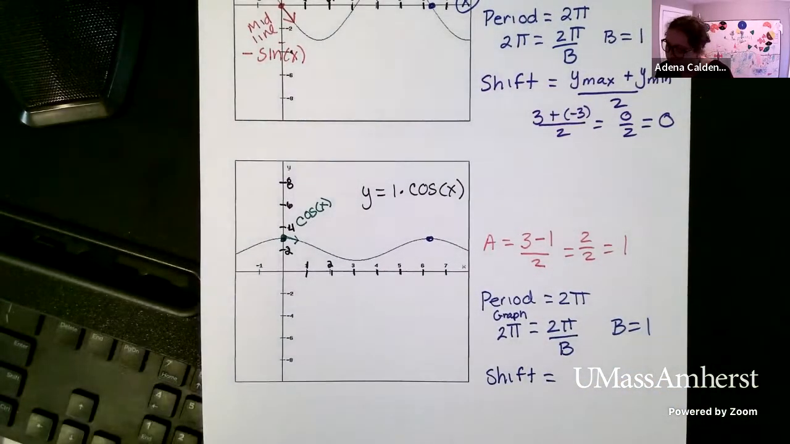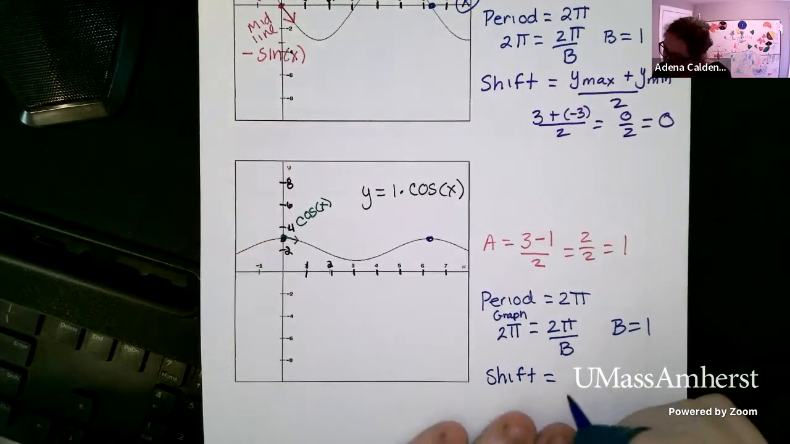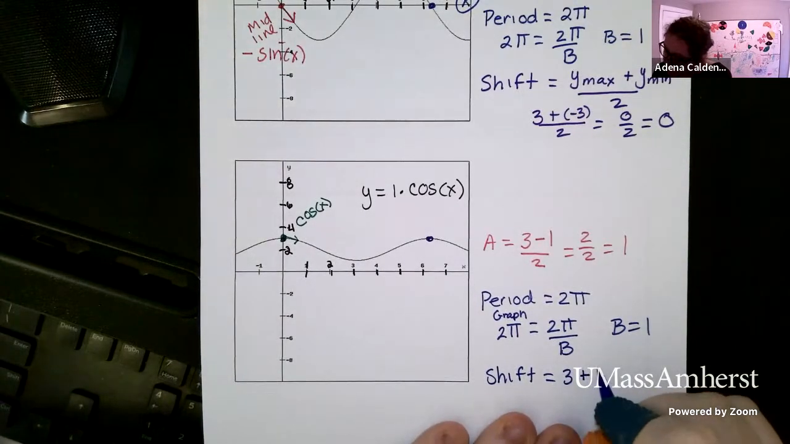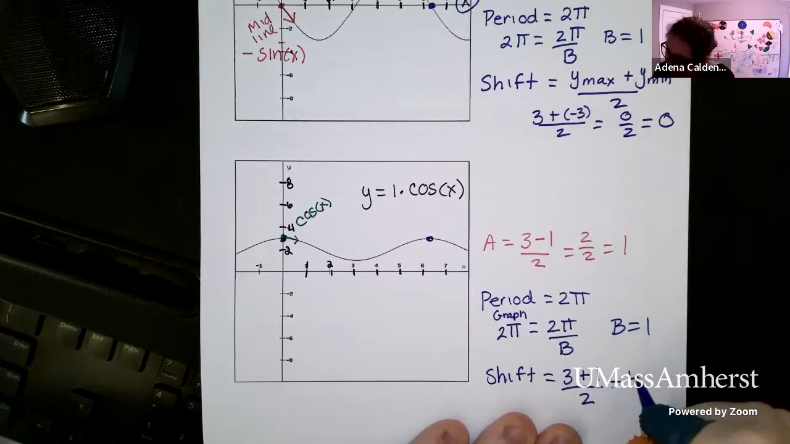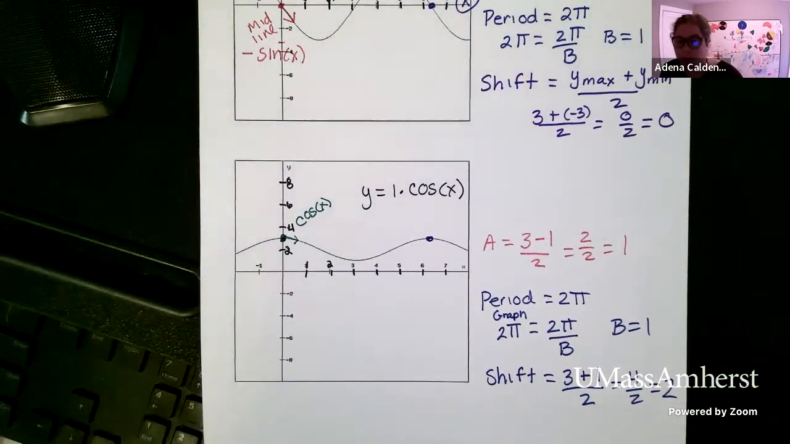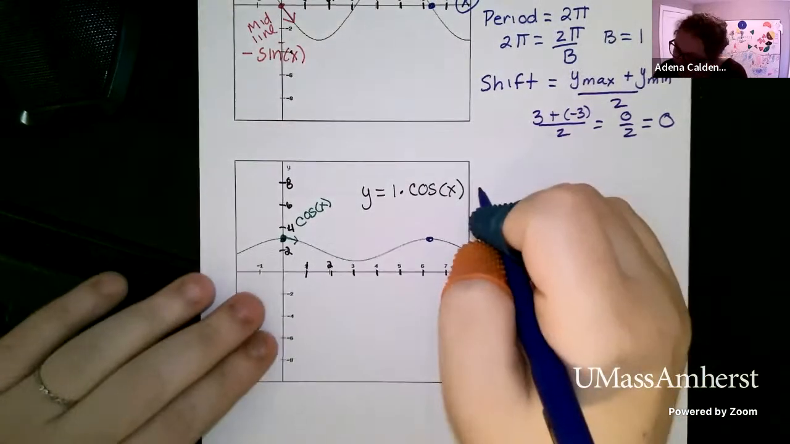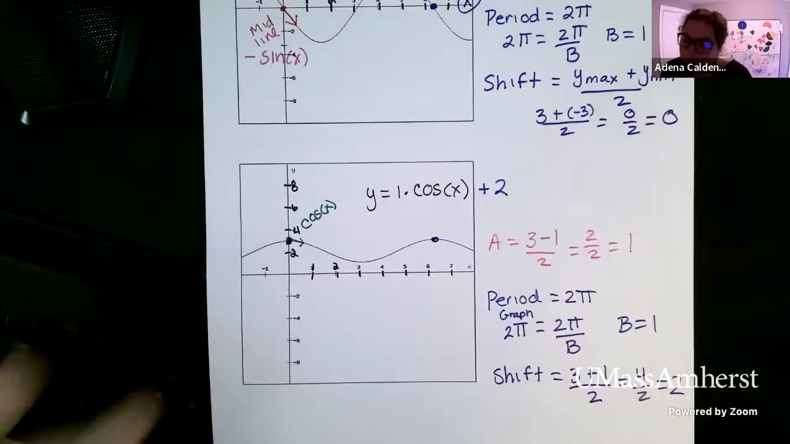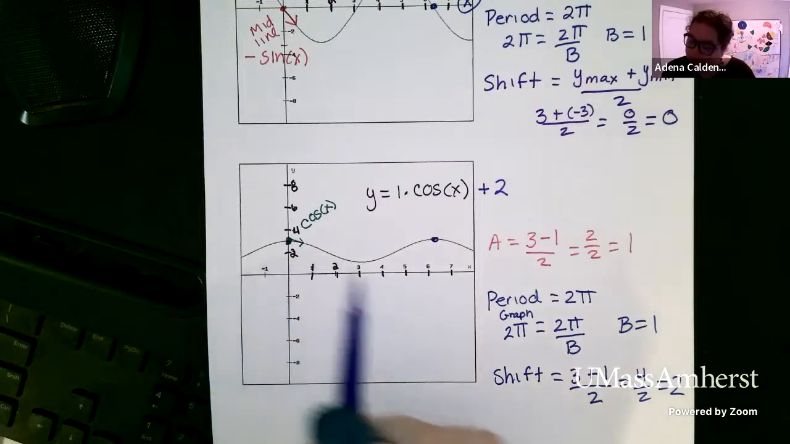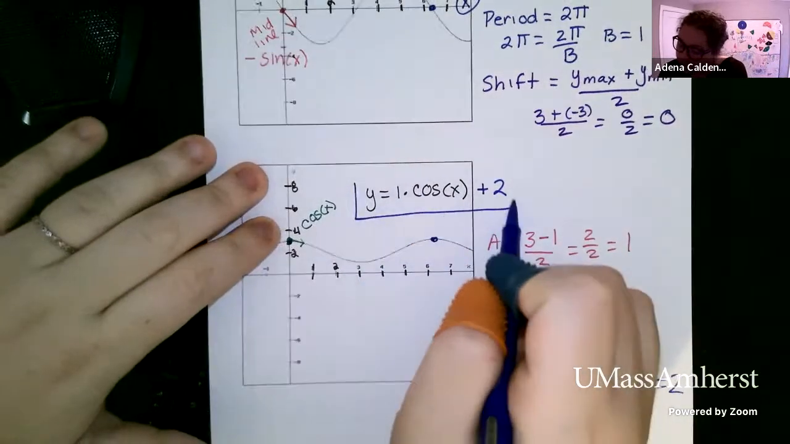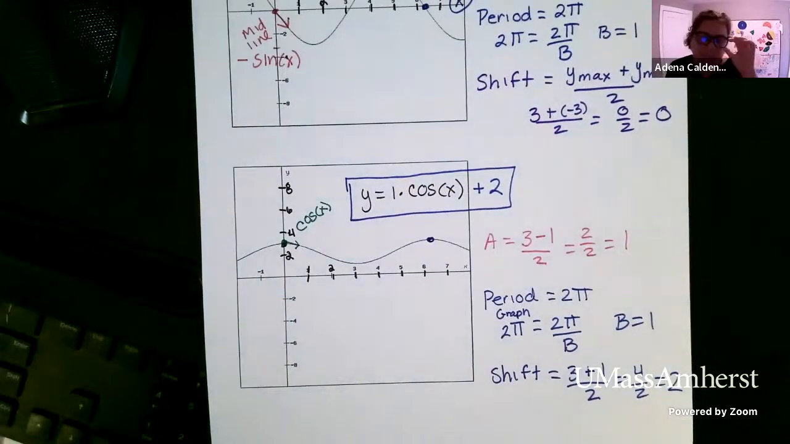Okay, and as I said before, we can take the maximum value plus the minimum value divided by 2. So I have 4 divided by 2, which equals 2. So since it's positive, I have plus 2. So I have a cosine function that's been shifted up by 2 units. That's what I see here visually from this graph. So this is my final formula.